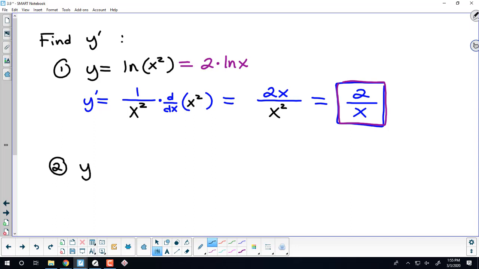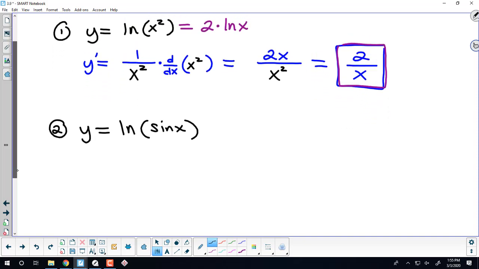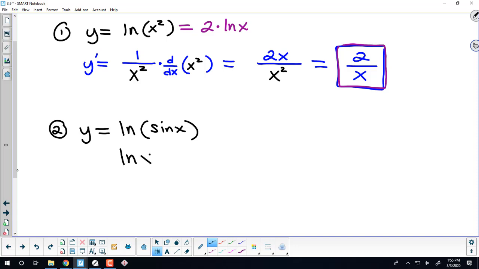How about if y is the natural log of sine x? Again, all of these are chain rules at this point. The biggest indication that you have a chain rule is that we will only have this one occurrence of x, right? It's not ln of x times sine of x. That would be a product rule. Okay, does everybody see that? That's not what we have.